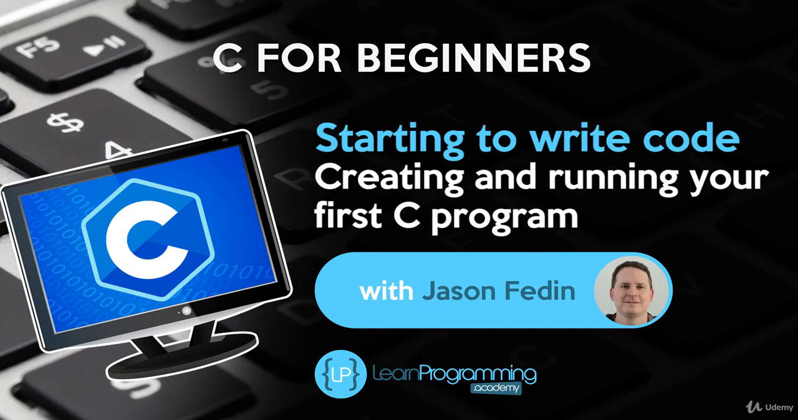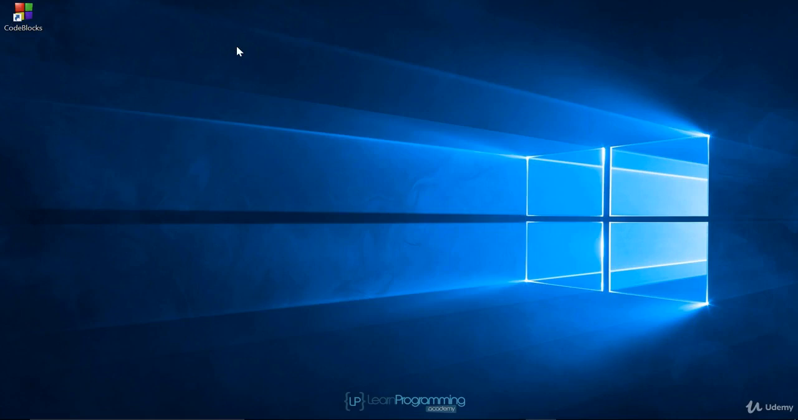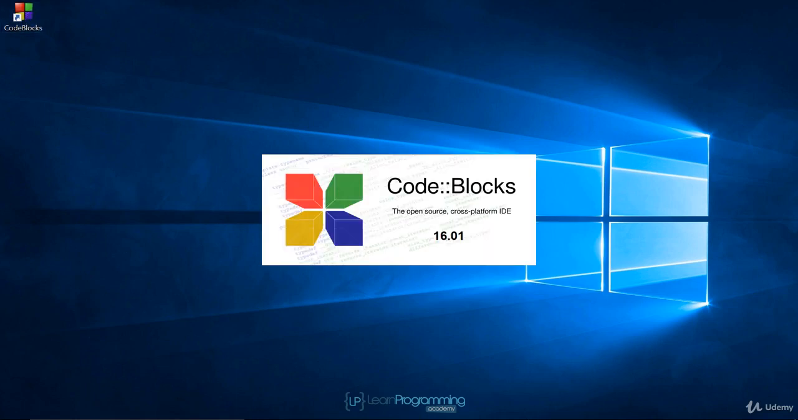Hello and welcome. In this lecture, I want to show you how to create and run your first C program. The purpose of this lecture is not necessarily to have you understand the code that you're running, but to introduce you to the compilation and the building, how to run your program, and what you encounter. So the first thing you need to do is bring up Code::Blocks. Double click on the icon here and bring up the IDE.